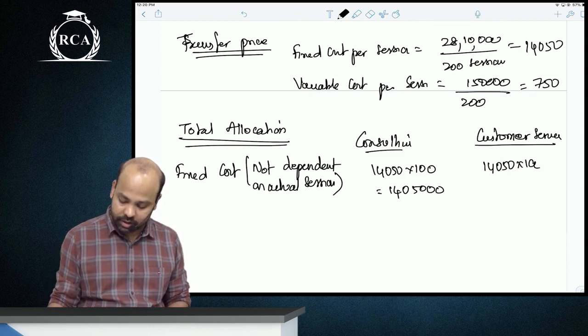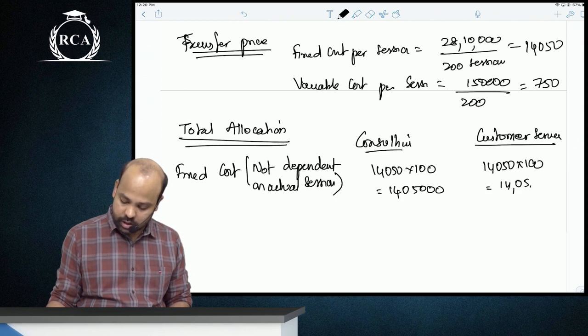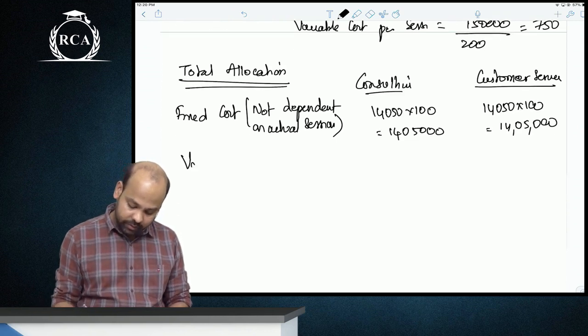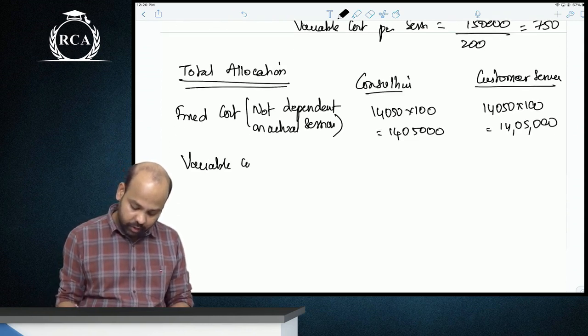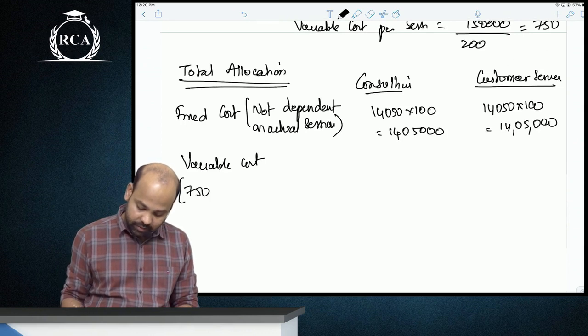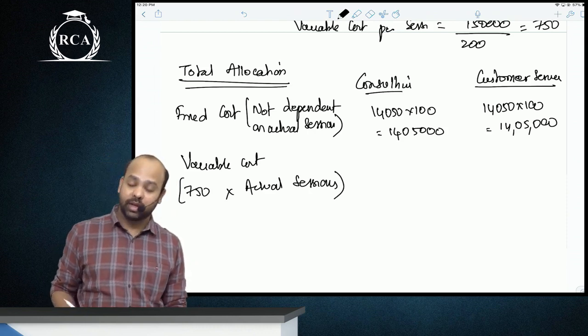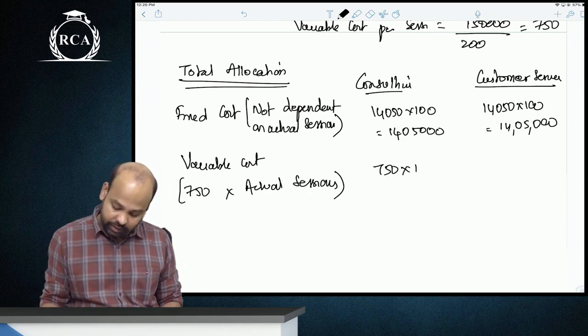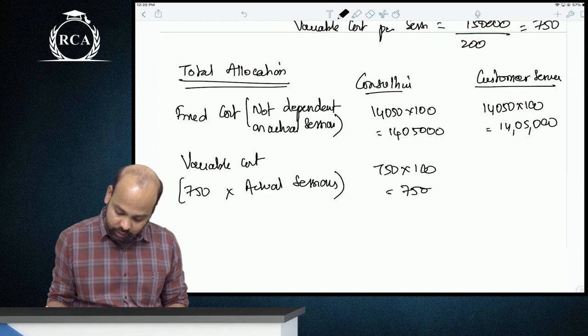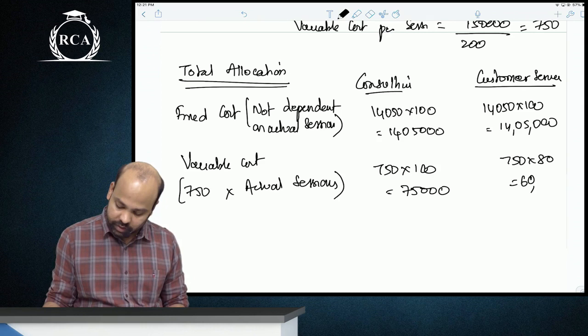And for variable cost, this would be 750 rupees into actual sessions. We do not care about the actual cost as such. It will be 750 rupees into actual sessions. So 750 into 100 is 75,000, and 750 into 80 is 60,000.